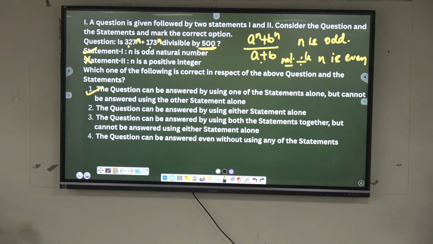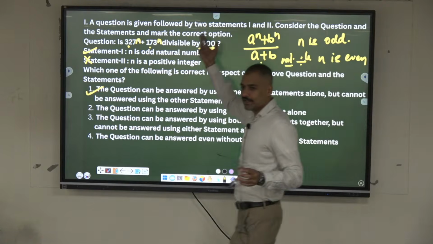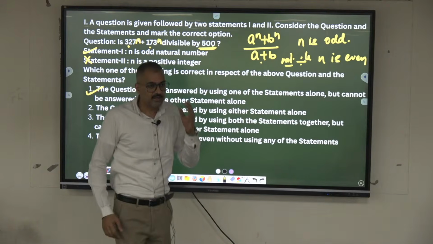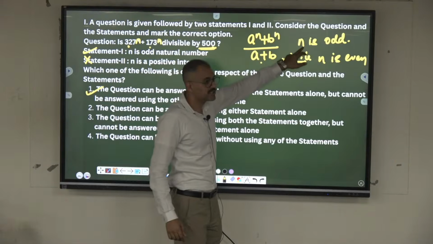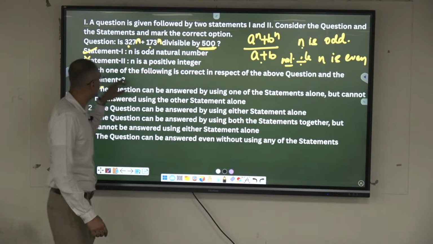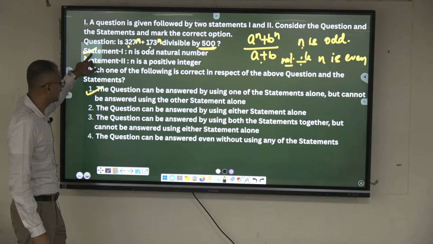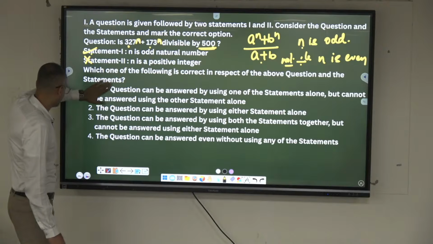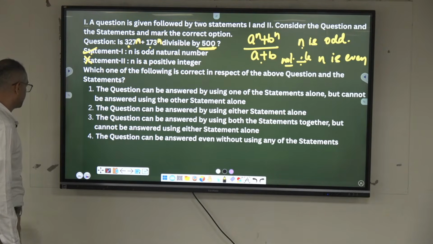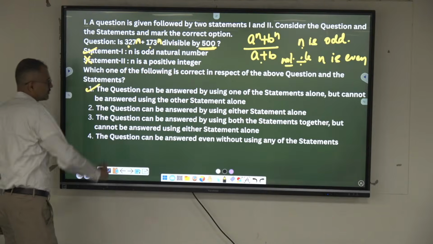Yes, sir. You must know the rule, right? That n can be anything, right? This has to be satisfied: n is odd, which is satisfied from statement 1. So statement 1 is necessary here, by using one of the statements alone. Is it option 1 or 3 here? Which is more appropriate? 1, no? The question can be answered by using both the statements together, but cannot be answered? No. The most appropriate is 1 only.